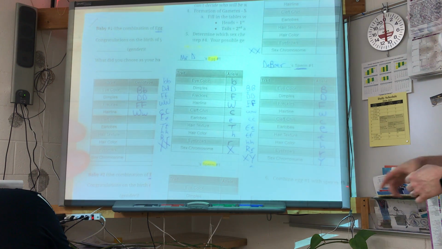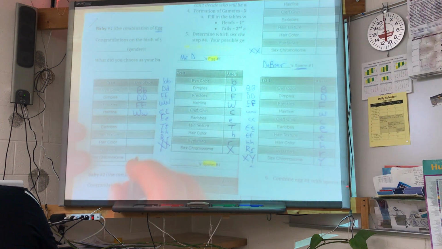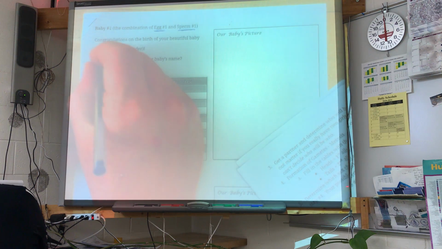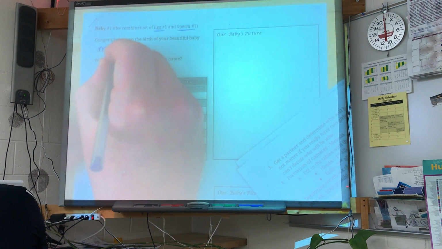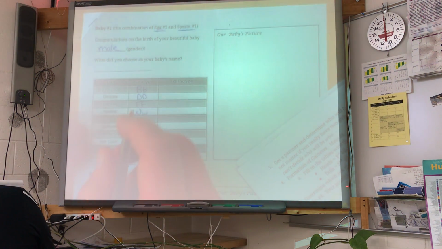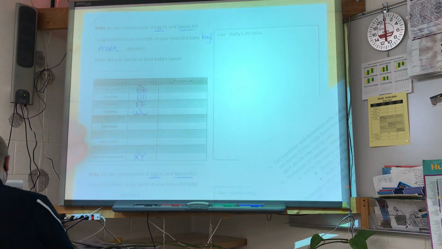And let's jump down to the sex chromosomes. We have an X and we have a Y chromosome. Okay, so is this a boy or a girl? XY? It's a boy. Congratulations on your beautiful baby boy. Okay, so child number one is going to be a boy. Then we take egg two and sperm two, and we combine those to produce child number two.